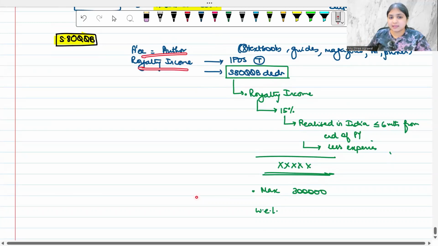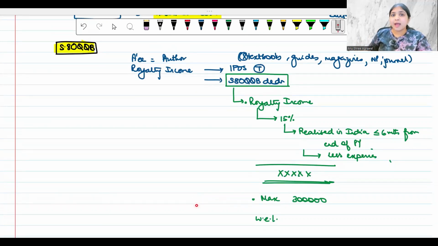Assessee is an author. Assessee has received royalty income. We will first tax the royalty income under the IFOS head, and then the same royalty income will also be eligible for 80QQB deduction. Keep in mind 3 steps. Step number 1, we'll first restrict it to 15%. Then out of the 15%, we'll see how much has been realized in India within 6 months from the end of the previous year. And from that, we'll subtract whatever expenses we have incurred to earn this royalty income. And then finally, we'll compare the net number with the limit of 3 lakhs. So out of these two, whichever is lesser, this is going to be our section 80QQB deduction.